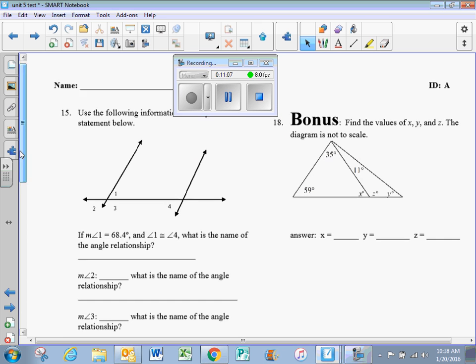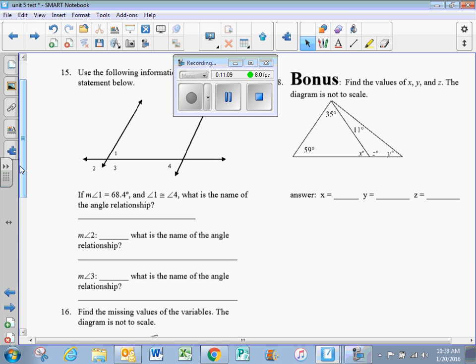A lot of you didn't recognize this is just two parallel lines cut by a transversal. It's just rotated 90 degrees counterclockwise. Some of you, for whatever reason, just struggle on this. If angle 1 is 68.4 and angle 1 is congruent to angle 4, those are alternate interior, right? Okay. What is the name of the angle relationship? Alternate interior. Okay. These parallel lines are right here.